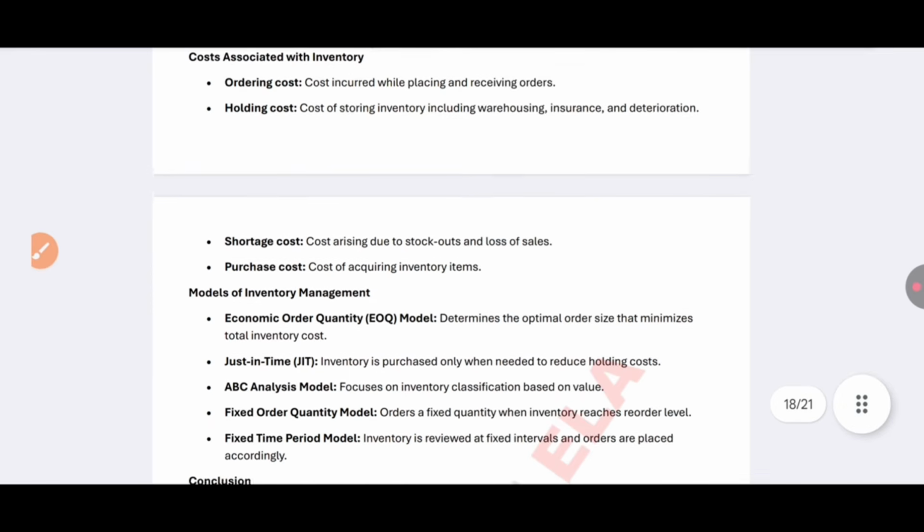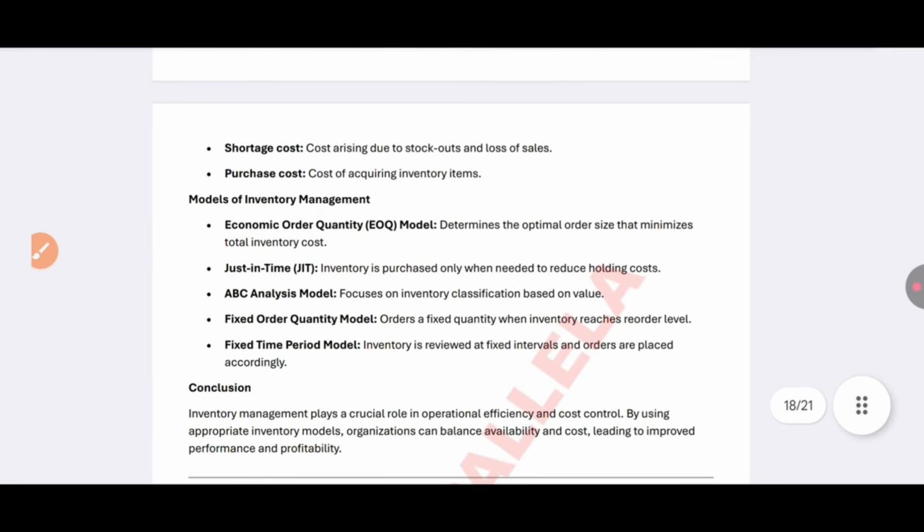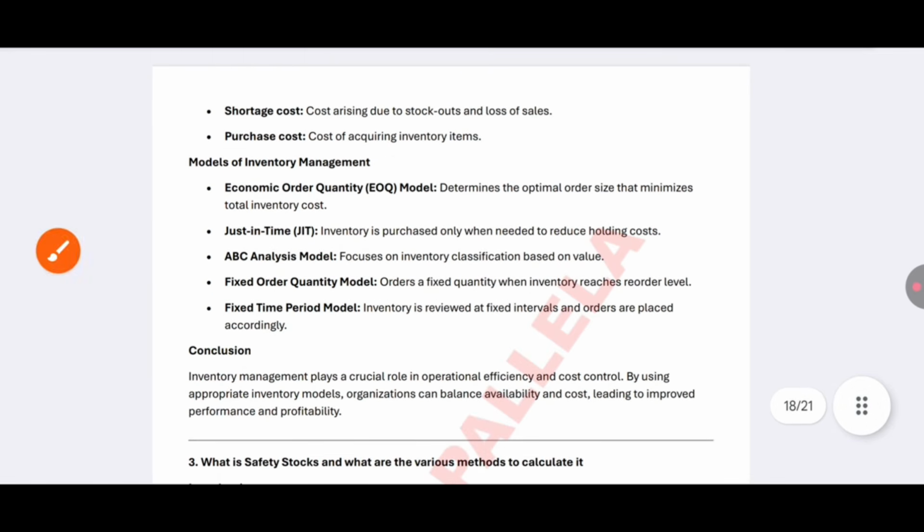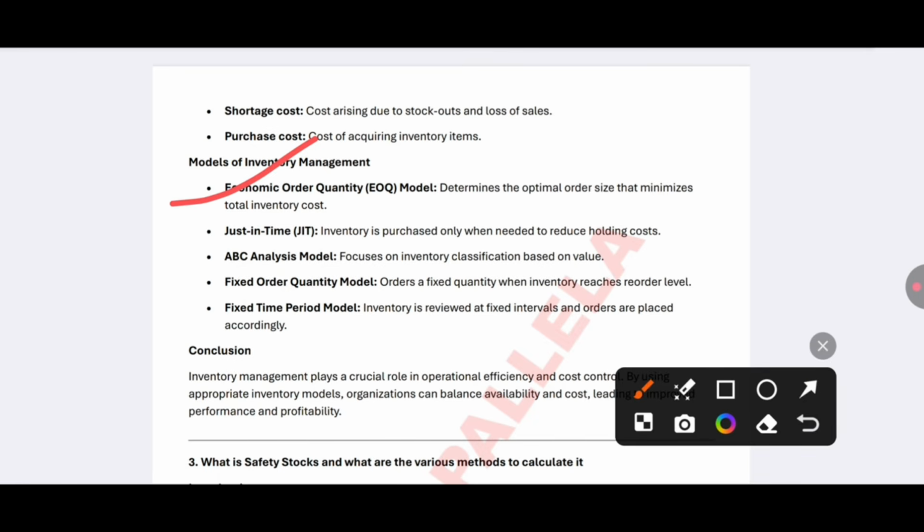Clear, ma? Next, what are the models of inventory management? There are different models, we all know. EOQ, economic order quantity. Next one, just in time, JIT we can call it. When we have purchased something, we need to reduce the holding cost. Next, ABC analysis, just now we have discussed. Next one, fixed order quantity model.